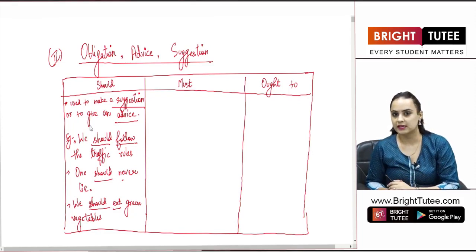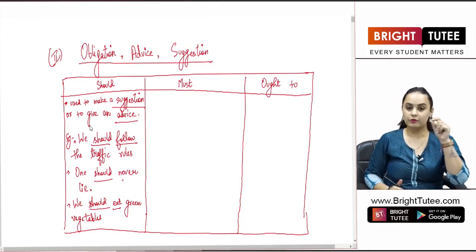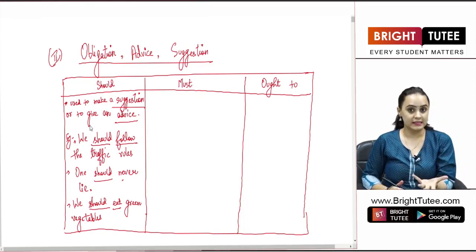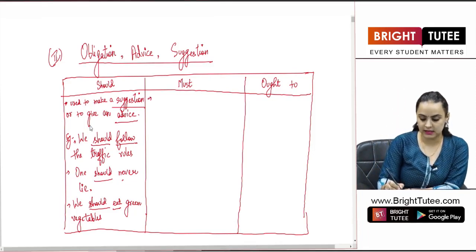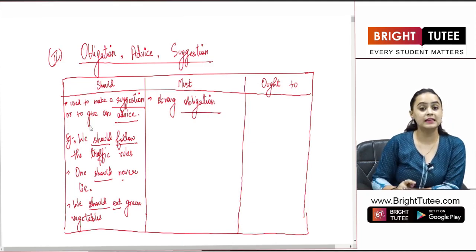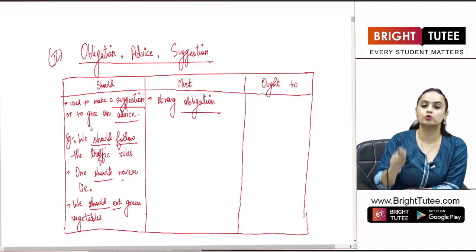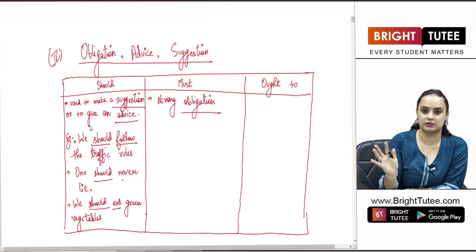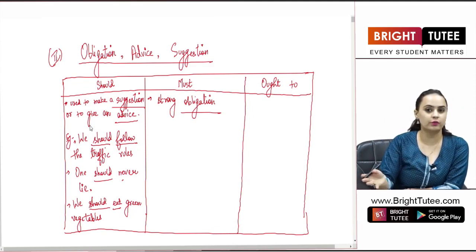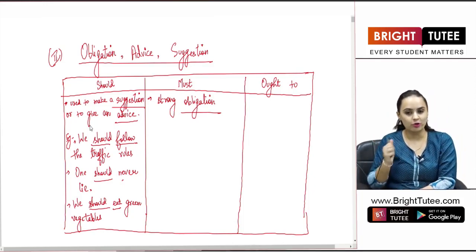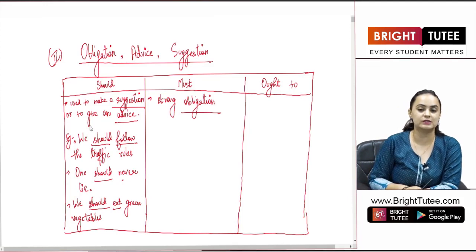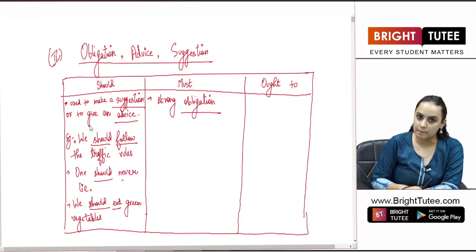Now, let us come to the second one, which is must. Now, where should was an advice that you are giving, just a suggestion that you are making to someone, must is a strong obligation. What does it mean? When you are telling someone to do something at any cost, you have no other way, you have to do it. So that strong obligation, that strong sense of responsibility is reflected through the modal must.